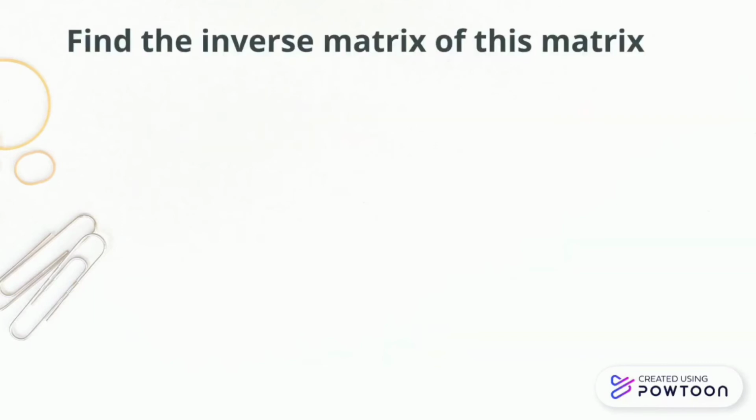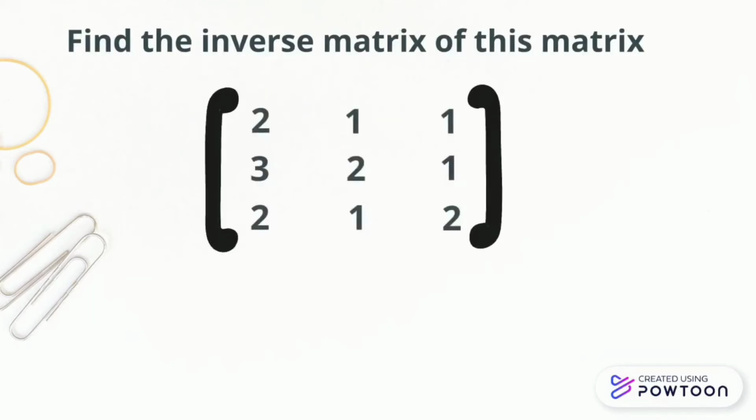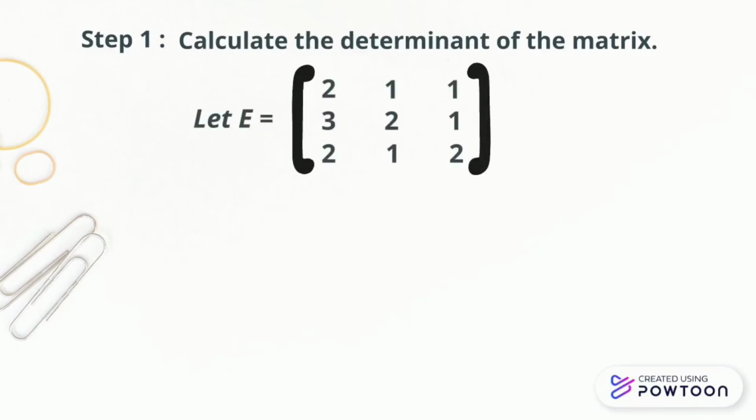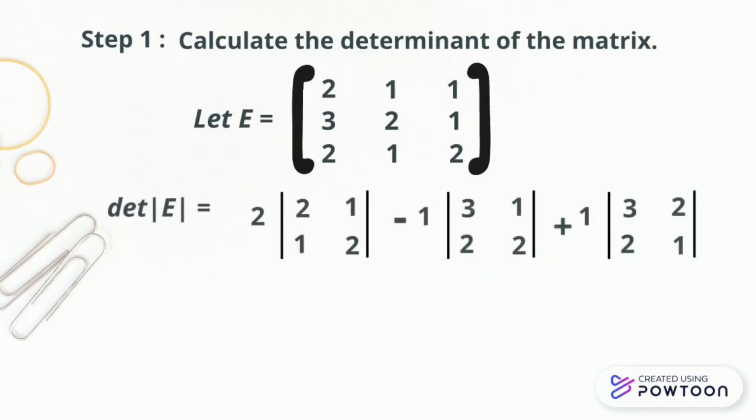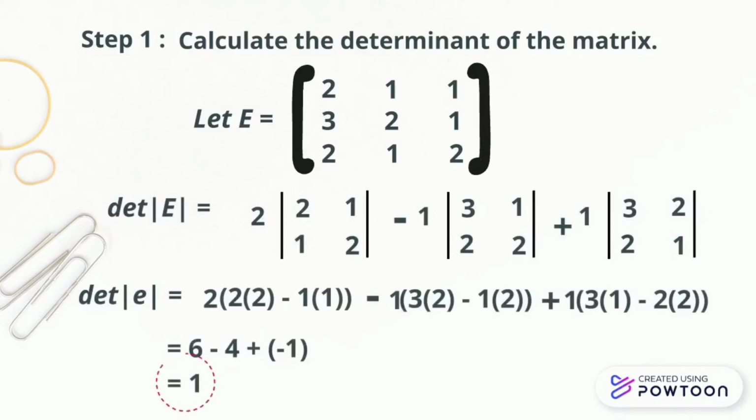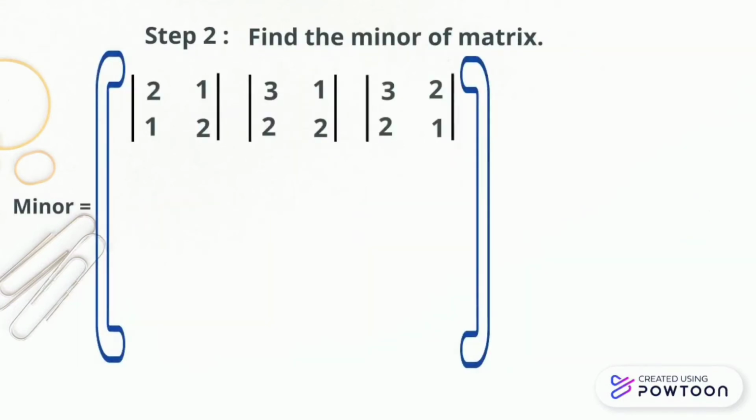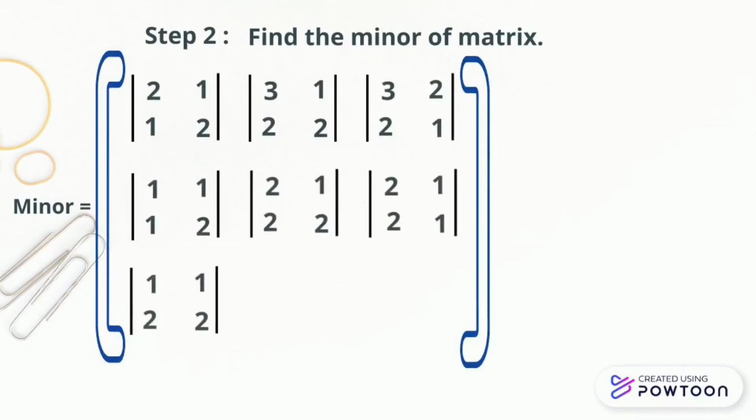Let me show you how to find the inverse for this matrix. To calculate the determinant, you must label this matrix E. Then you do the determinant calculation. After settling the calculation of the determinant, you will get the answer 1. Next, step 2 is to find the minor of the matrix. To get the answer for the minor, you must settle the calculation of the minor.